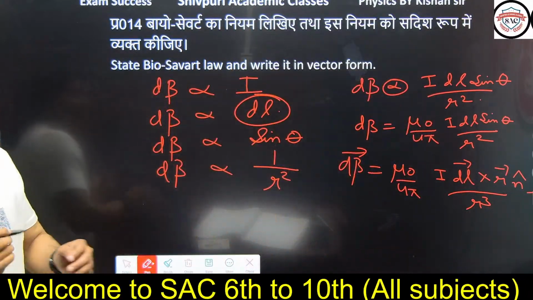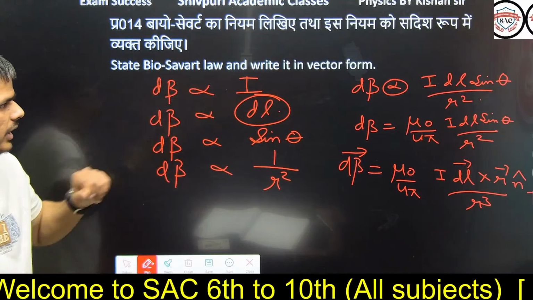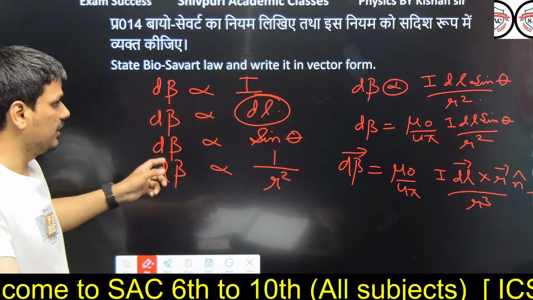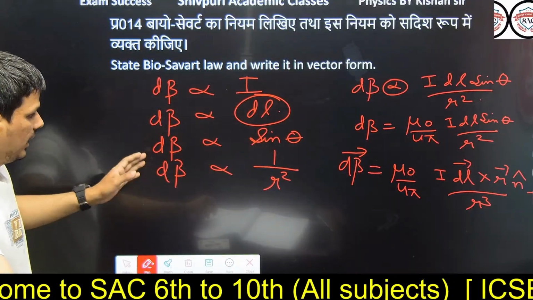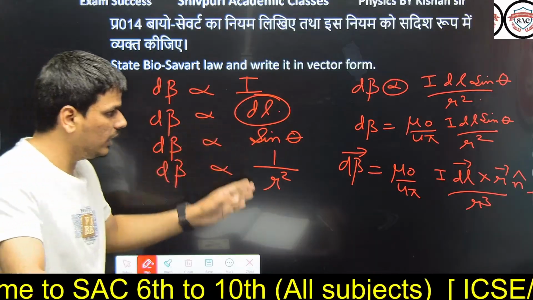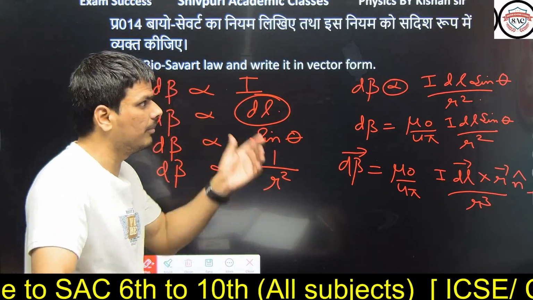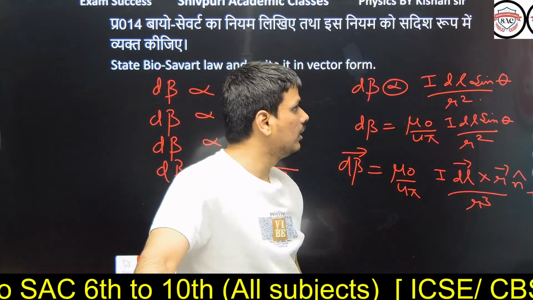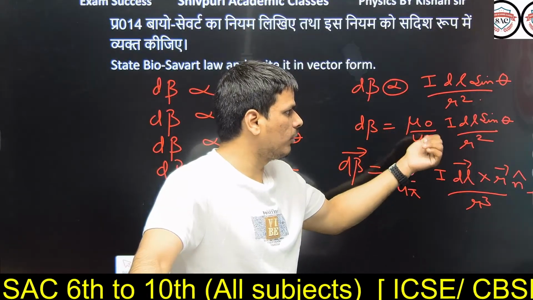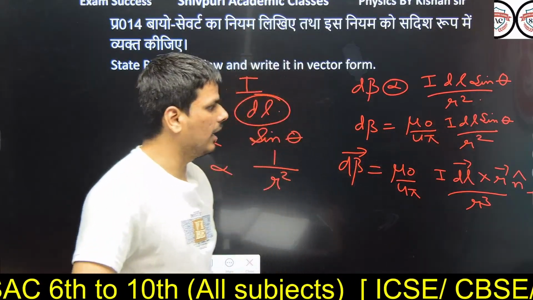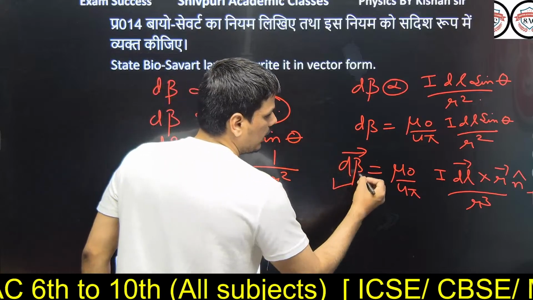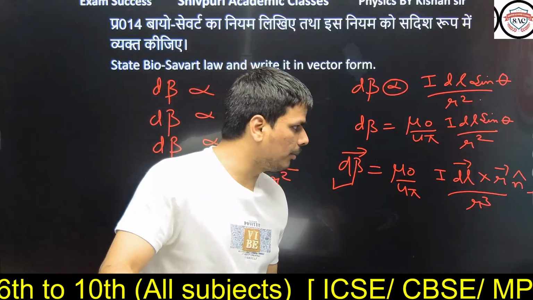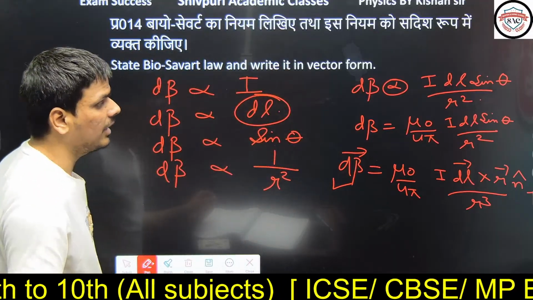So the Biot-Savart law says the field is directly proportional to the intensity of the electric current, directly proportional to the length of the element, directly proportional to the sine of the angle, and inversely proportional to the square of the distance of separation. Combined, dB is directly proportional to I dl sin theta upon r square, and dB equals mu naught upon 4 pi, I dl sin theta upon r square. In vector form, dB vector equals mu naught upon 4 pi, I dl cross r vector upon r cube, n cap, and its SI unit is Tesla.